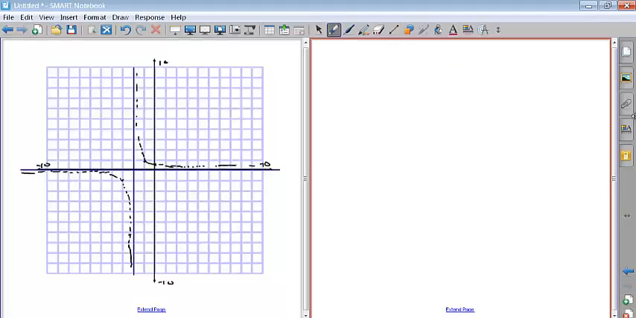Okay, next is 24. So this is a similar one, except you got -1 over 3 minus x. So for the same reason, there are no x-intercepts because the denominator never goes to 0.